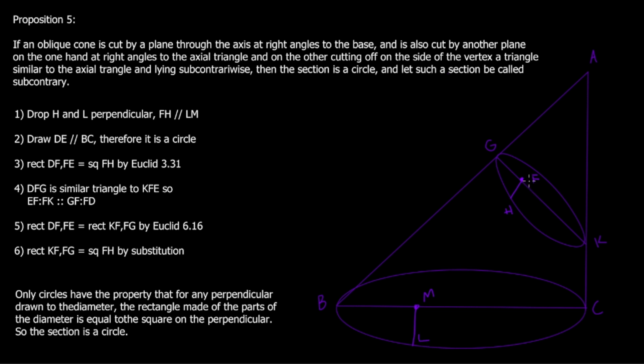Because we have dropped two perpendiculars to the same plane, these two perpendiculars will be parallel to one another. So FH, LM are parallel. Then we're going to draw a line through F parallel to the line BC, and we'll label this line DE.